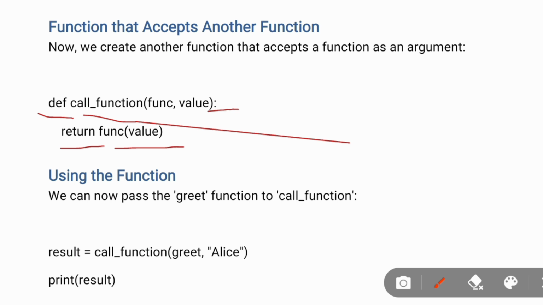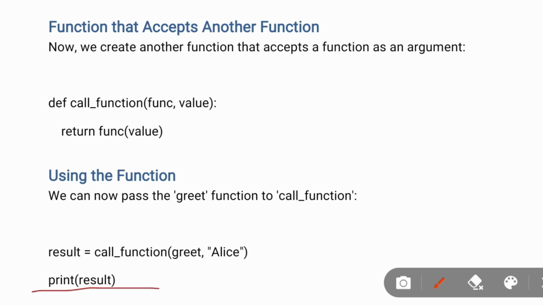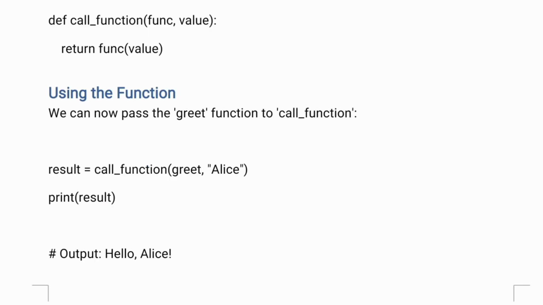Now the same thing we are going to do further: using the function, now we can pass the greet function to call_function. Here the result we are storing in a variable named result, where we have called call_function with greet and the value Alice, and here we will print the result. So basically the output will be Hello Alice. Hence this function is more abstract and powerful.